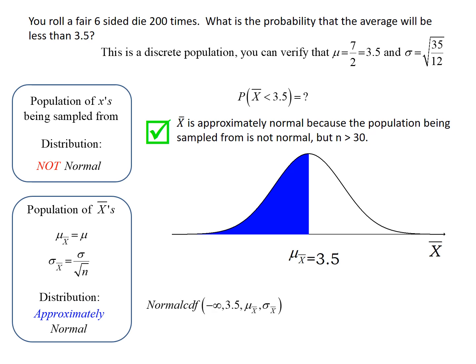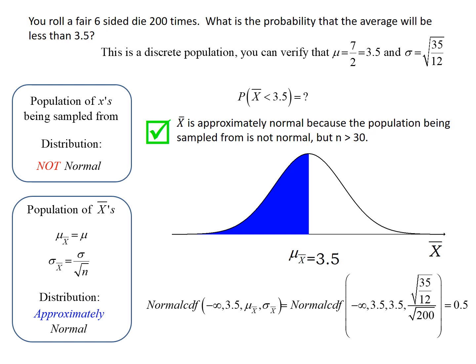Normal distribution means we get to use the normal CDF. We want to go from negative infinity for our lower limit up to 3.5. Then we need to insert the mean and standard deviation for x bar, which are directly related to the mean and standard deviation up above. So normal CDF, lower limit negative infinity, upper limit 3.5. The mean of the x bars is the mean of the population we're sampling from, so 3.5. And the standard deviation of the x bars is the standard deviation of the parent population, square root of 35 over 12, divided by the square root of the sample size, so divided by the square root of 200.